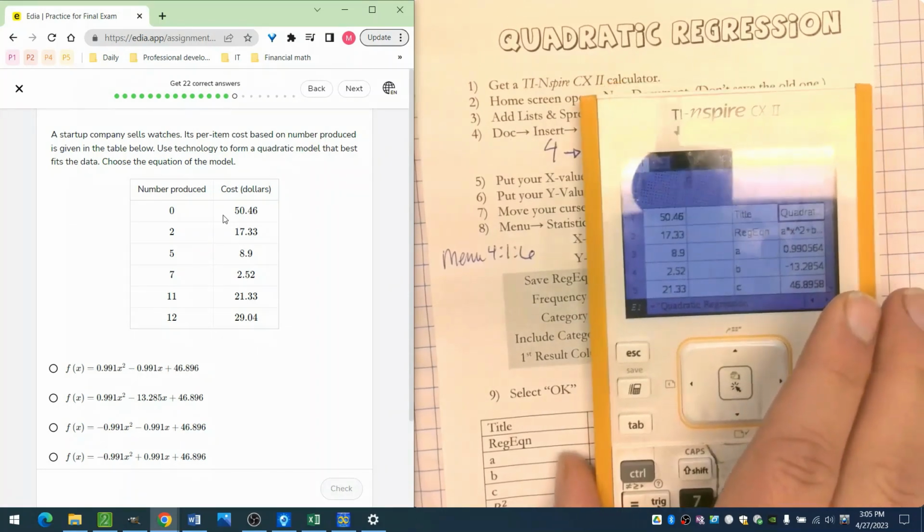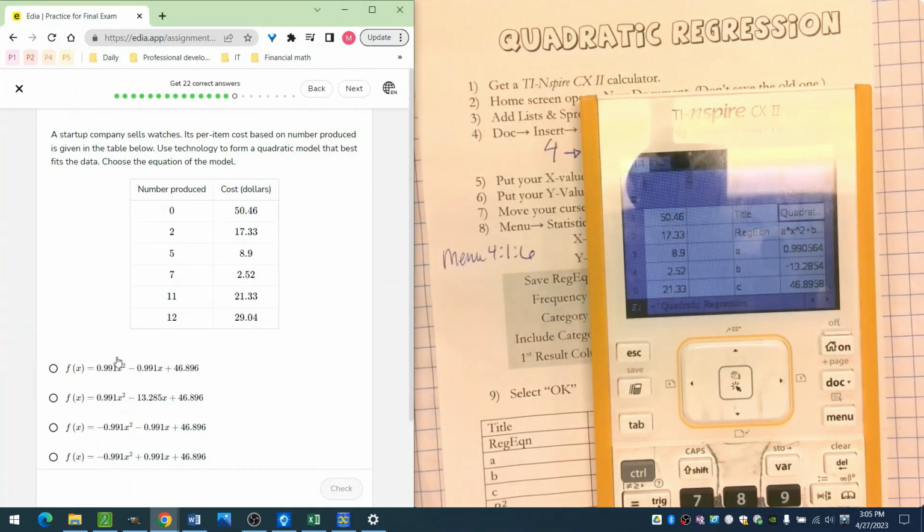So looking at this, I know that my A is positive, so it's going to be one of these top two. My B is negative 13, so this is my only choice.